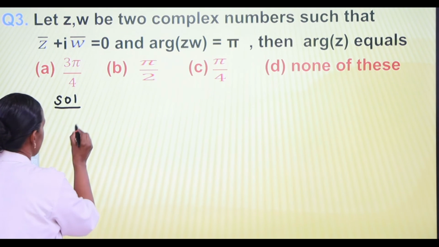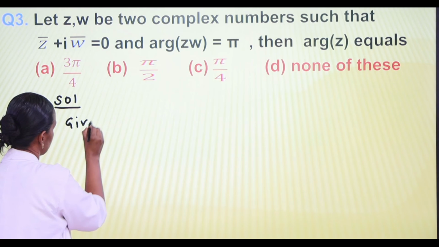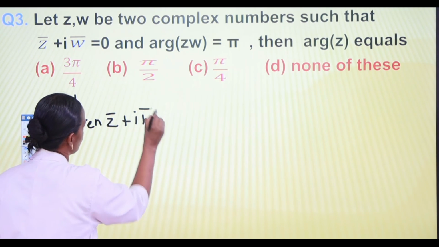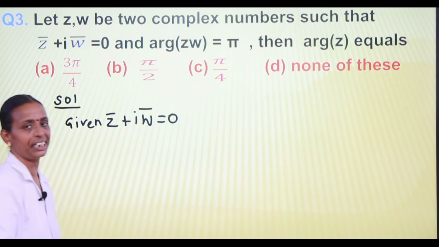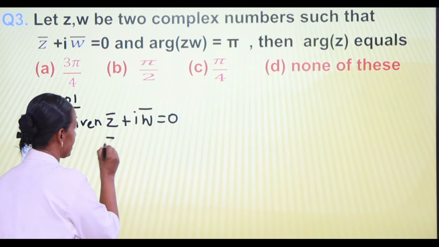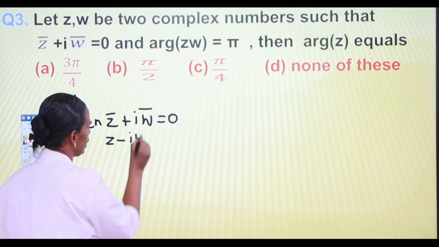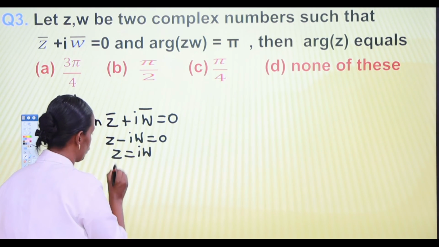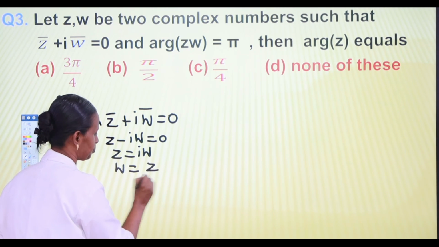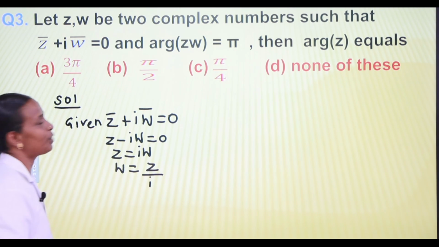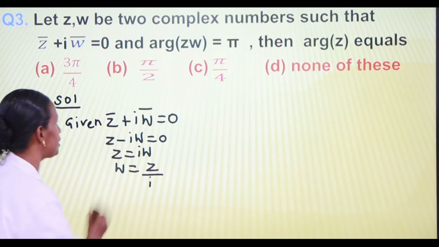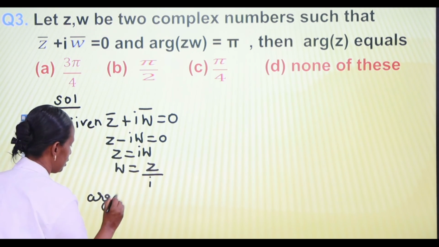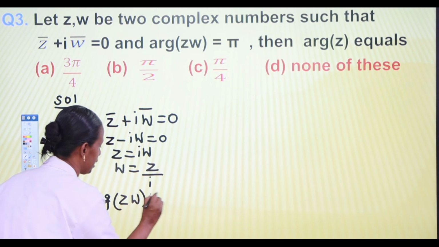What is given? z bar plus i w bar equal to 0. Now taking conjugate on both sides, what will happen? z minus i w equal to 0, that is nothing but z equal to i w, so w is nothing but z by i. Okay, now we are going to see the argument of z. It is given argument of zw equal to pi.